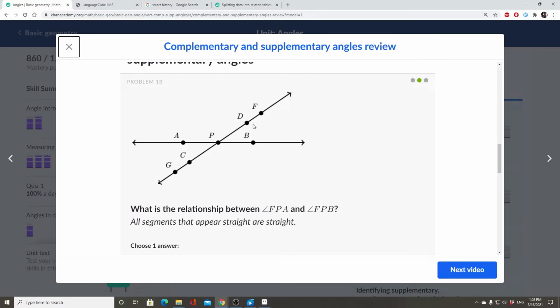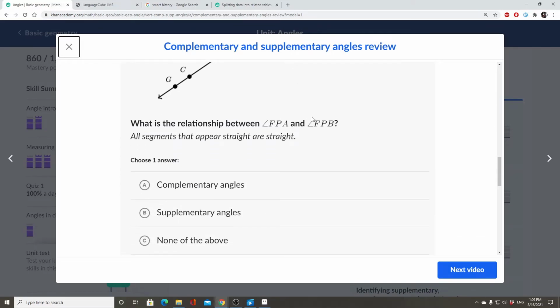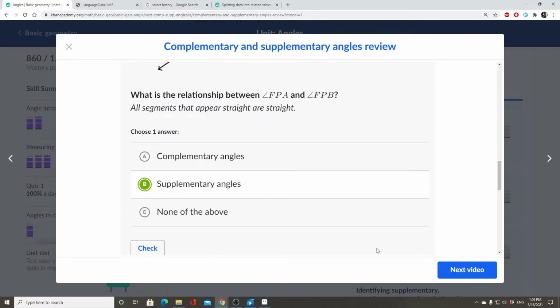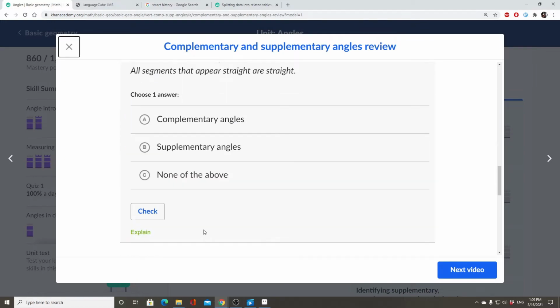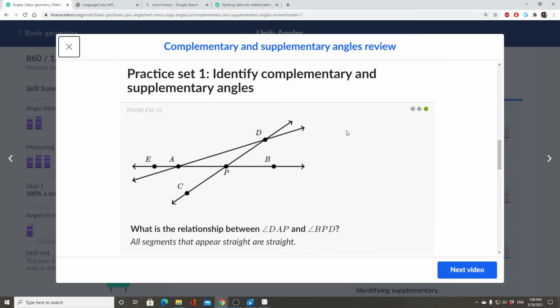And now I think I already know what the answer is going to be for this one, but we got FPA. The relationship between FPA and FPD. Okay, so that's obviously a supplementary angle. Yeah, there we go. So 180 degrees. Okay. And we've got up here, what is the relationship between DAP? Okay. It's a little tricky. DAP. Huh. I'm having a little trouble seeing the angle here.